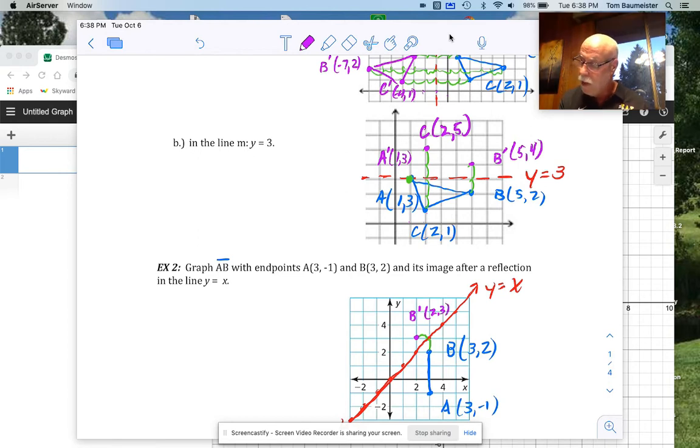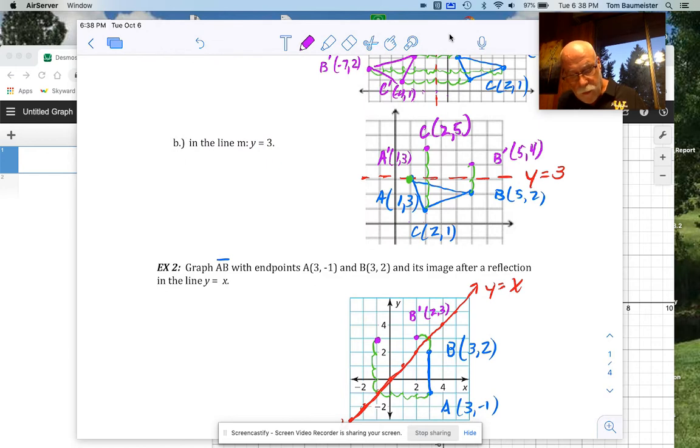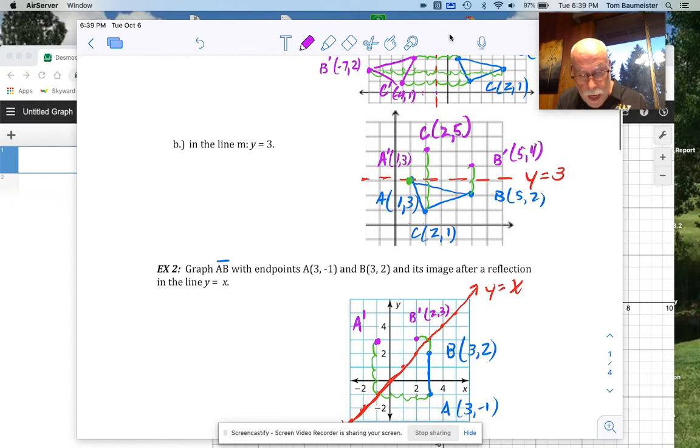Okay. And my A prime, let's go ahead and do the same thing. And remember, I told you it doesn't matter which way you go. You just need to get to the line. So if I go 1, 2, 3, 4, that tells me I have to go up 1, 2, 3, 4, and that's where my A prime will be. And where's my A prime at? Again, if I go -1, and then I'll go up 1, 2, 3.